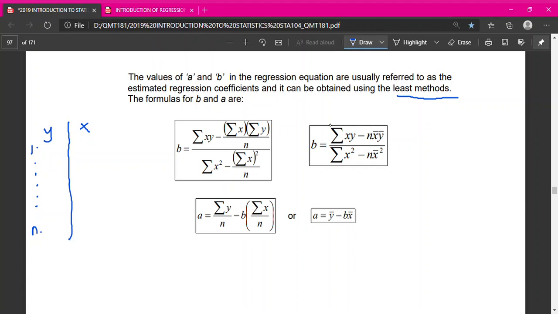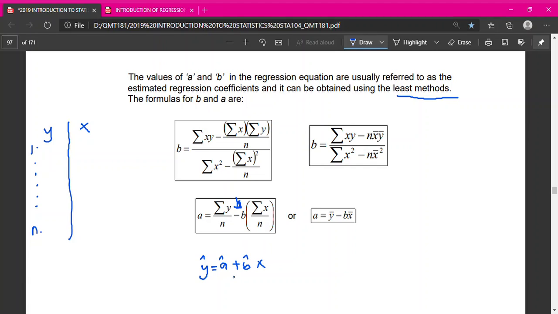Okay, ini adalah intercept. Formula of intercept adalah y bar minus b x bar. So, in order to find A, you need to find B first. Sebab kita ada value B kat sini. Kena estimate B dulu, baru boleh estimate A. Okay. Summation of y divided by n adalah y bar. Summation of x divided by n adalah x bar. So, once you have all the value, you boleh calculate this. So, last kali, bila dah ada value A dan B, you boleh write down your equation.